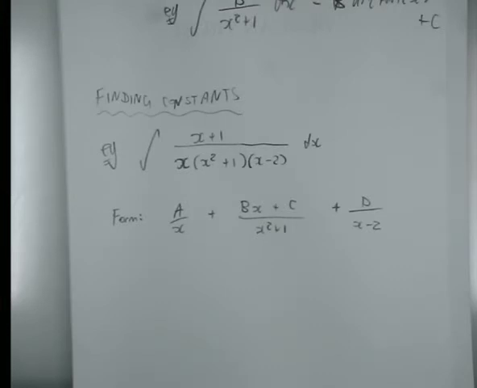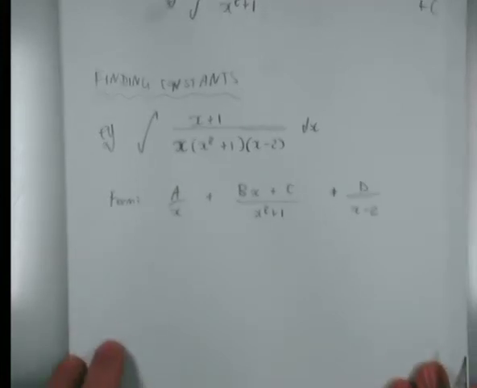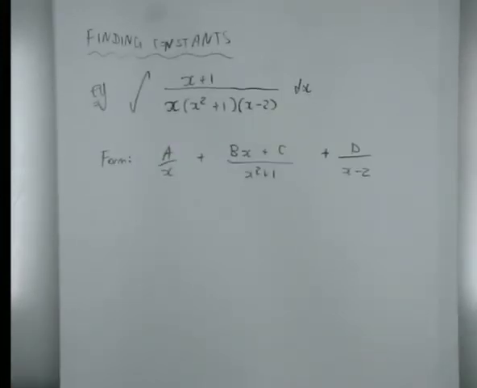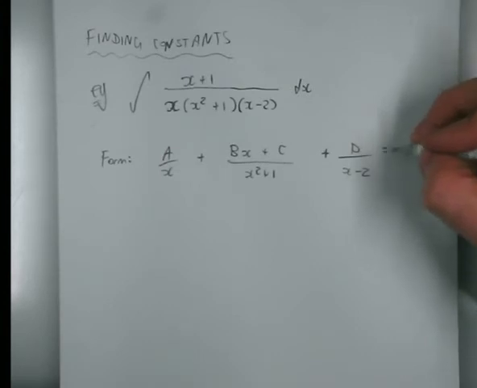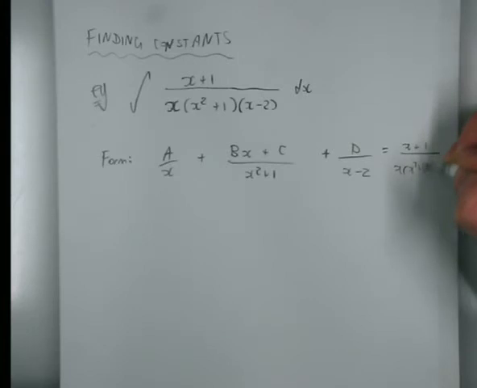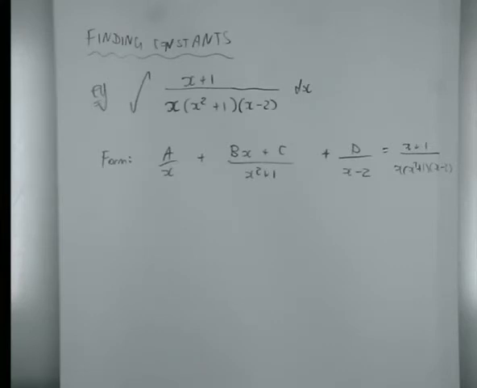Am I going to put 1 in? No. Okay. So this is supposed to be equal to (x plus 1) over (x squared plus 1)(x minus 2). That's what it's supposed to be equal to. They're supposed to be the same thing but written in different ways. The whole point is rewriting.